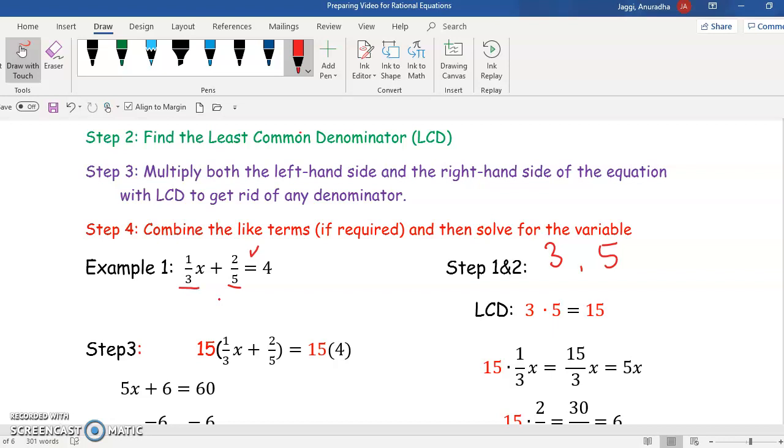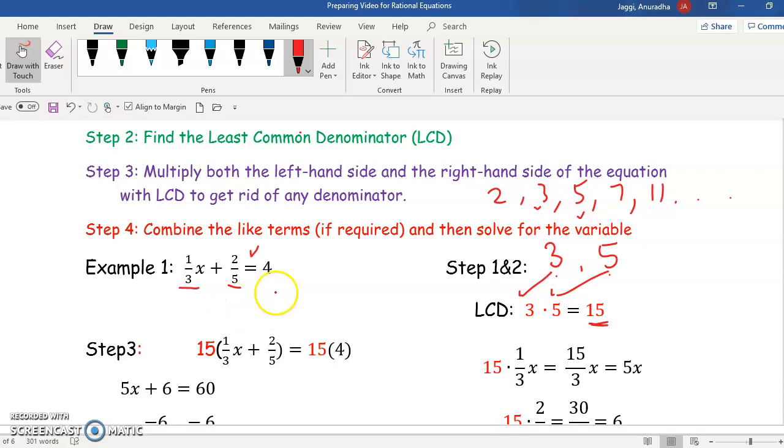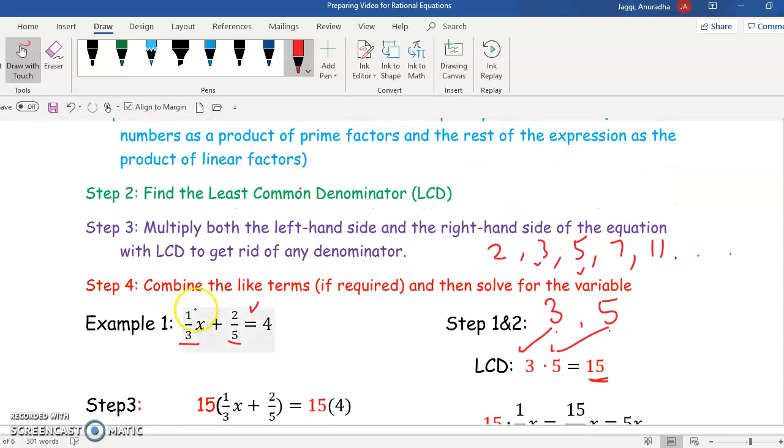So if you recall, prime numbers are 2, 3, 5, 7, 11 and so on. 3 is a prime number, 5 is a prime number, so I don't have to do anything further. I can just write down 3 and write down 5 and multiply both of them, and the answer is 15. So this takes care of steps 1 and 2: write down the denominators as a product of prime factors and linear factors, and then find the least common denominator, which is the LCD.